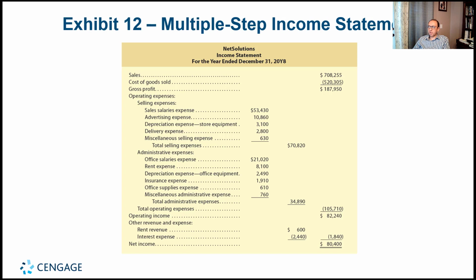So a few steps we have to be aware of. First, we need to get the gross profit, we need to get the operating income, and then we need to get the net income. So remember these steps. And to get the operating income, we have to calculate the total operating expenses. And to get the net income, we have to calculate other revenues and expenses, which is this value.